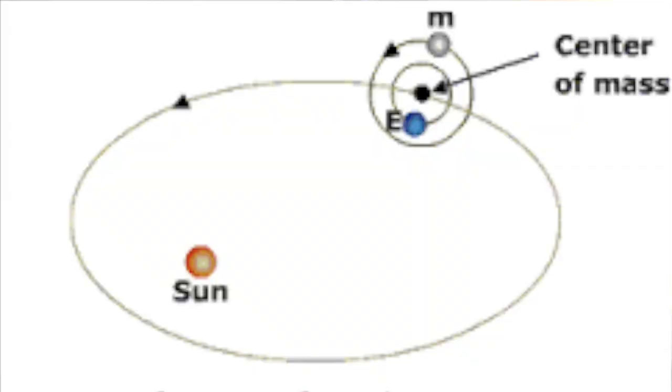So the planet-moon center of mass is different from the sun-planet center of mass because the difference in the order of magnitude between the masses of Earth and the moon isn't as large as the difference in the order of magnitudes between the mass of Earth and the sun.